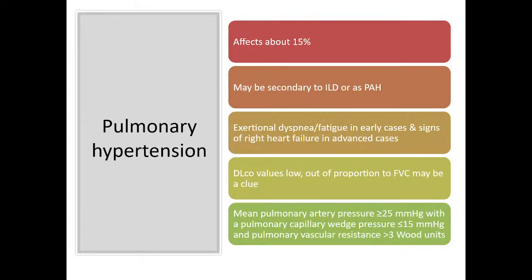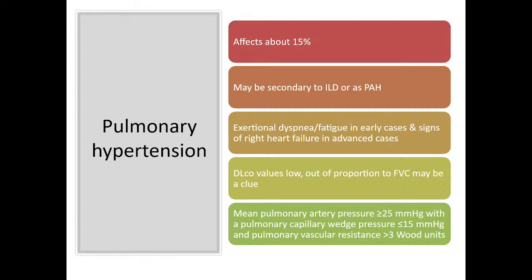So pulmonary hypertension, as we had discussed, can occur in about 15% of the patients. It may be secondary to ILD or it can be primary PH. As for ILD, the patient will have exertional dyspnea. Just like systemic hypertension causes pressure overload on the left side of the heart, pulmonary artery hypertension will lead to pressure overload of the right side of the heart.